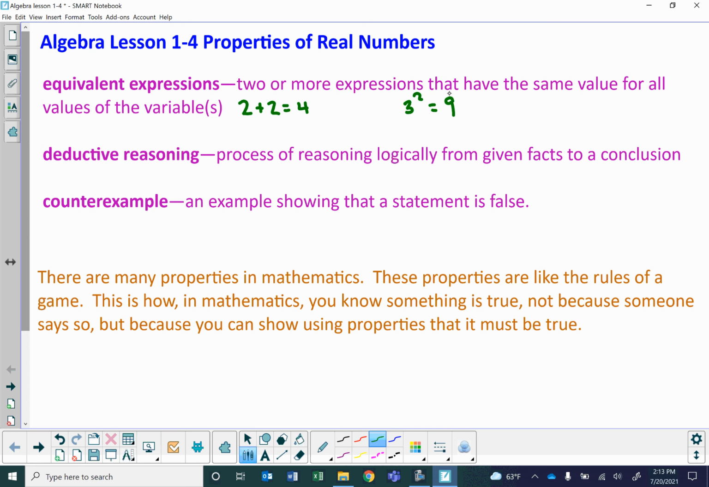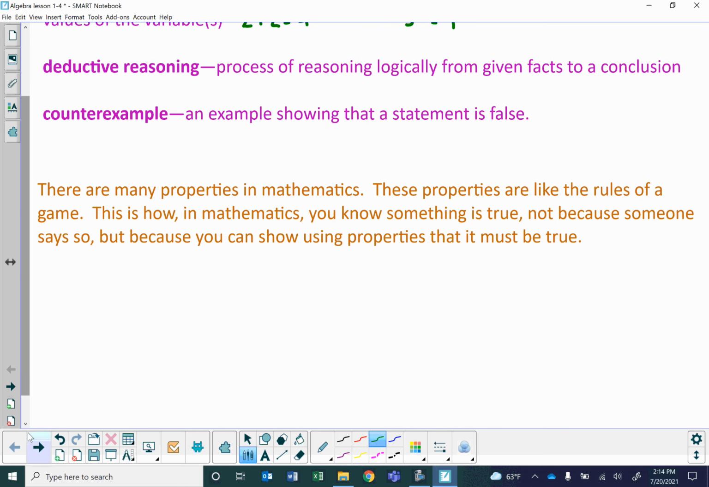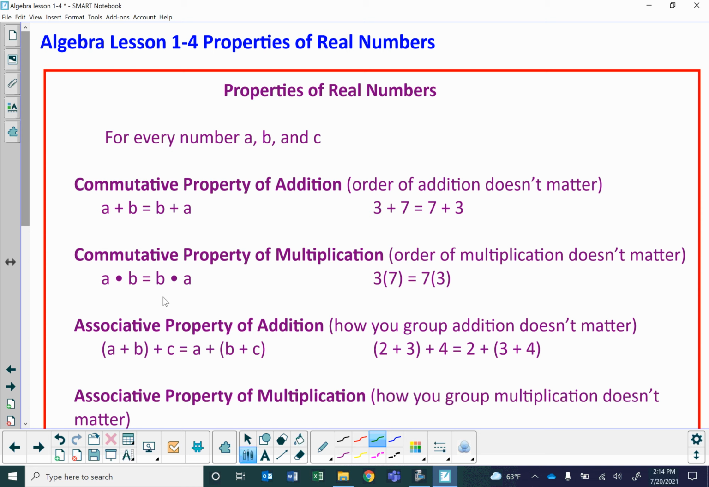There are many properties in mathematics. These properties are used like rules of a game, and this is how in math you know that something is true, not because someone tells you it is true, but because you can show it is true by using the properties. So the properties of mathematics that we're going to go over are basically properties of real numbers, and these properties will also apply to other things later on in mathematics, which is probably why it's important that you understand these basic properties. One of the first properties is the commutative property.